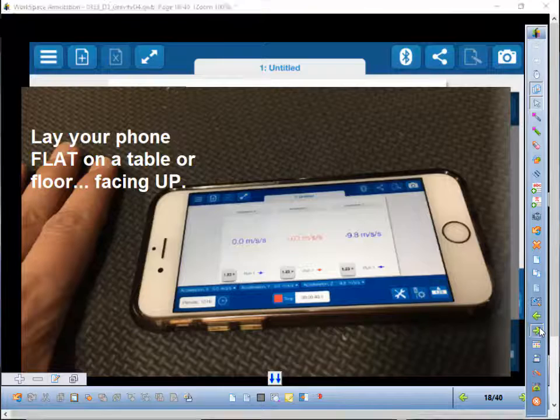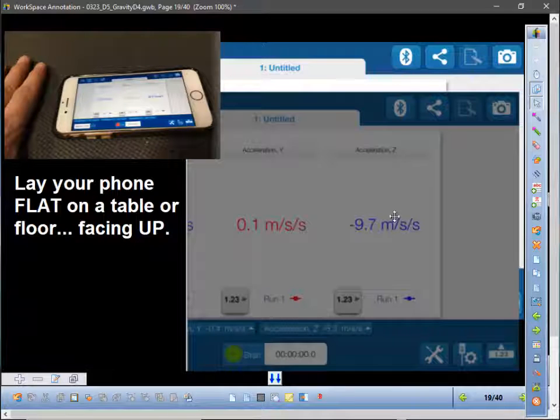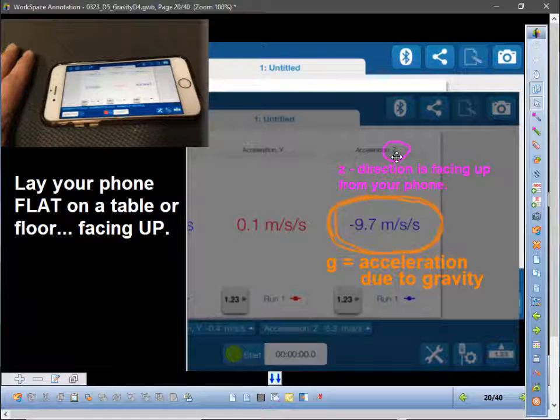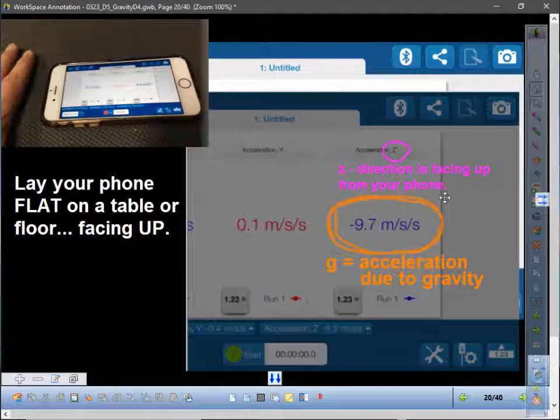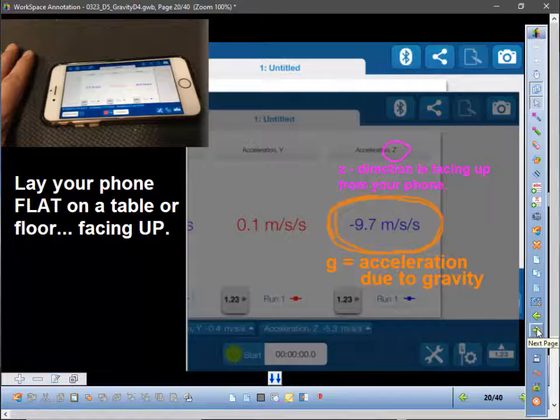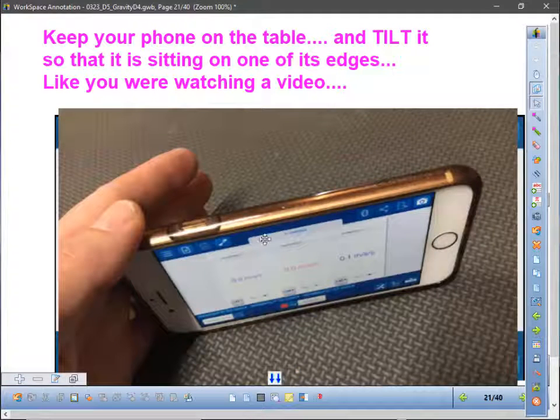And what you notice is something like this. You'll have three different accelerations, but the Z direction is in the same direction as the front of your phone. So it'll measure something around 9.8 meters per second squared, which is acceleration due to gravity. The reason it's negative is because the negative direction is facing upwards on your phone, so it'll measure negative.